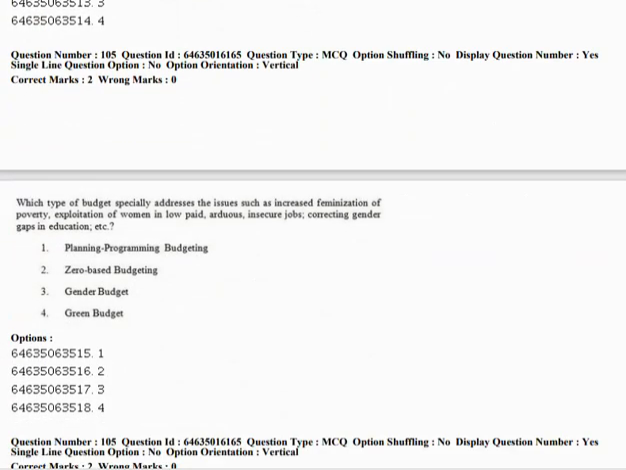105. Which of the following type of budget especially address the issues such as increased feminization of the poverty? Where femininity, gender is mentioned, it is gender budget.